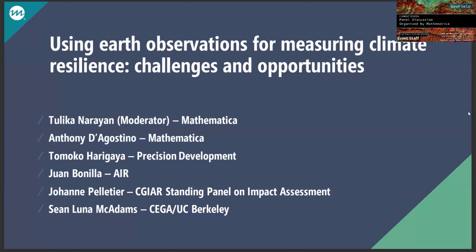We've seen a lot of presentations so far, which are sort of at the frontier of using Earth observations for impact evaluations. And this session is sort of trying to challenge us further and reflect on a specific problem around measuring climate resilience, because there are a lot of investments being made for climate adaptation, for agriculture, to improve farmer resilience.